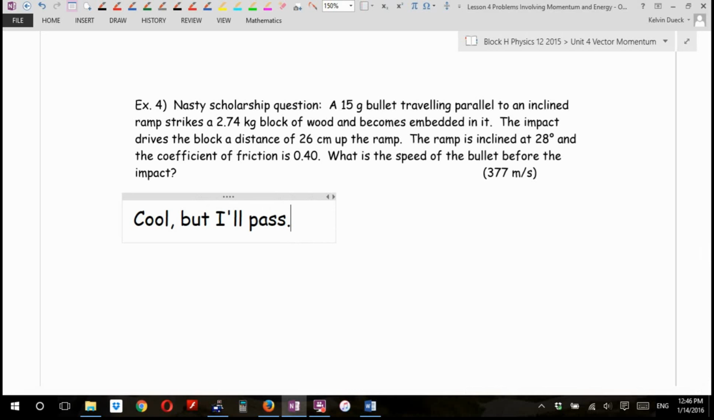This was from a scholarship exam. So we had a bullet traveling parallel to an inclined ramp. You would have drawn the ramp. The ramp has 28 degrees. It drives the block 26 centimeters up the ramp. The coefficient of friction is that. What is the speed of the bullet? You could find all of this. And yes, there's also a collision. And so you could find the speed of the block and bullet. That I would have no problem giving you as a forces question. And then since there was a collision, you could find the incoming speed. I'm going to pass.